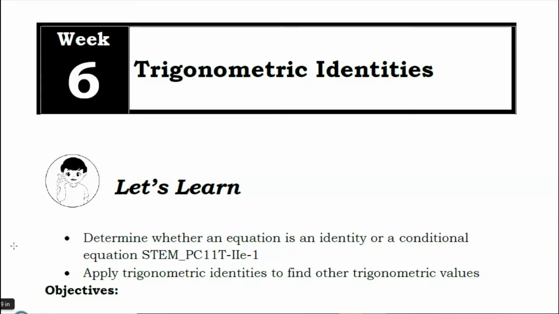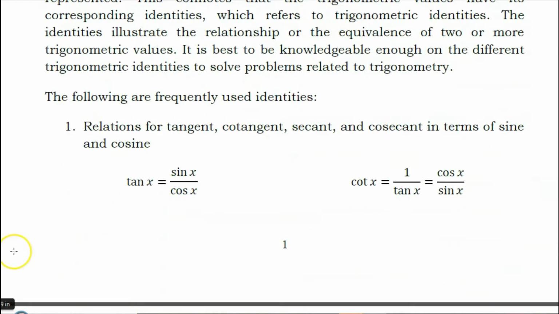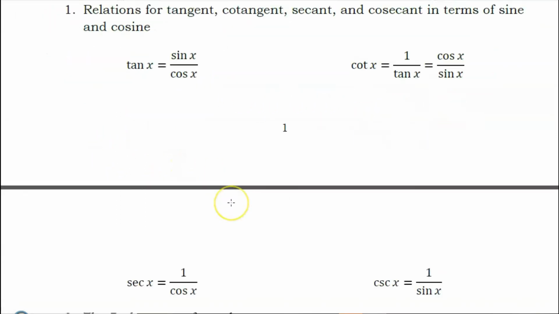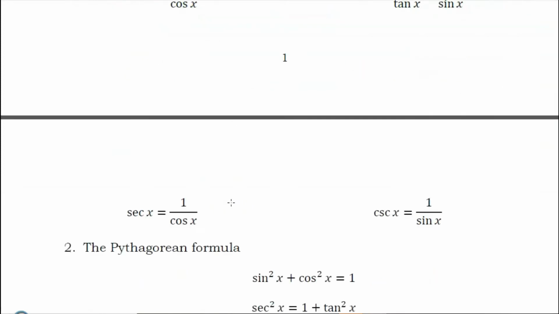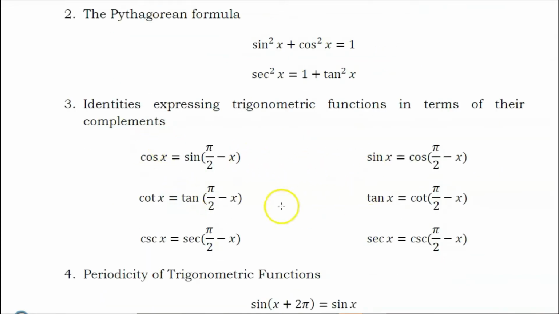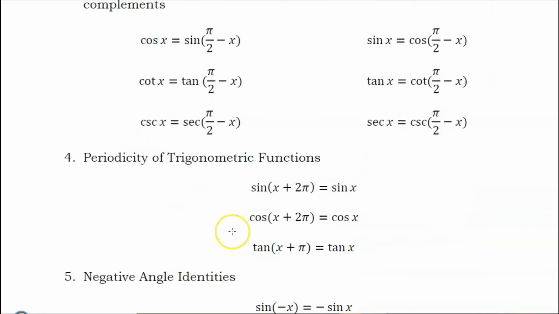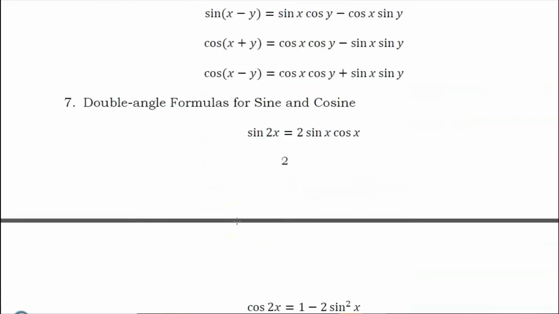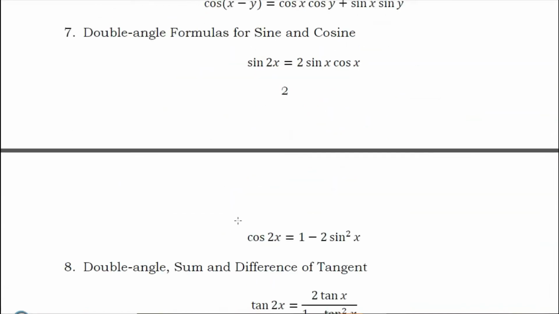So here I want to introduce the common or frequently used identities. So we have the tangent, cotangent, secant, cosecant in terms of sine and cosine. These are what we call the reciprocal identities. We also have the Pythagorean identities. You also have the complement identities, the periodicity identities, the negative angle identities, the Ptolemy's identities, and the double angle formulas for sine and cosine. We're going to use these identities in solving for the certain values of x.